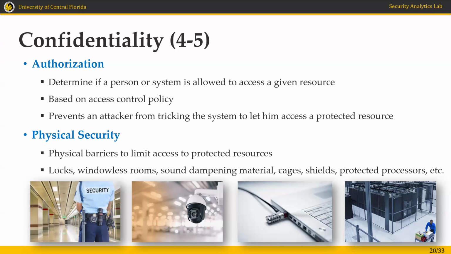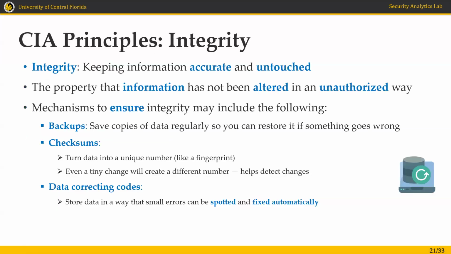So also with physical security, we try to put limits and barriers around those protected resources, such as locks, windowless rooms, tamper-resistant material, cages, and shields. Those are all resourceful and useful for physical security.